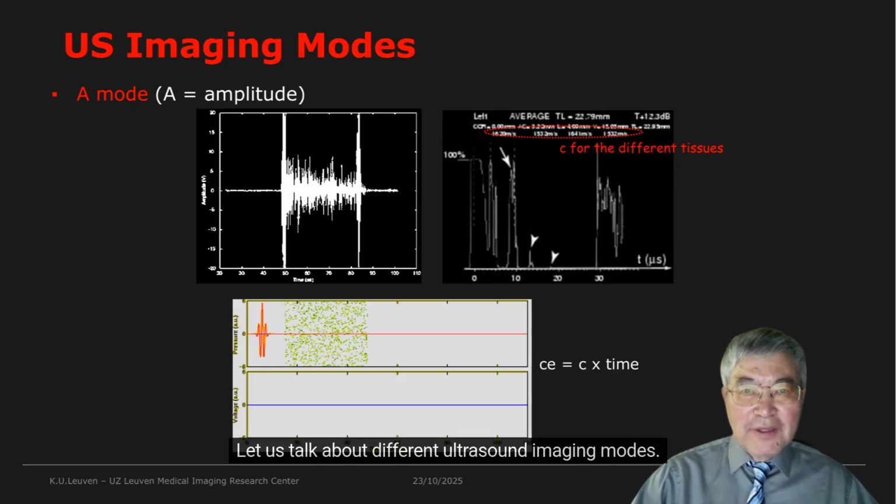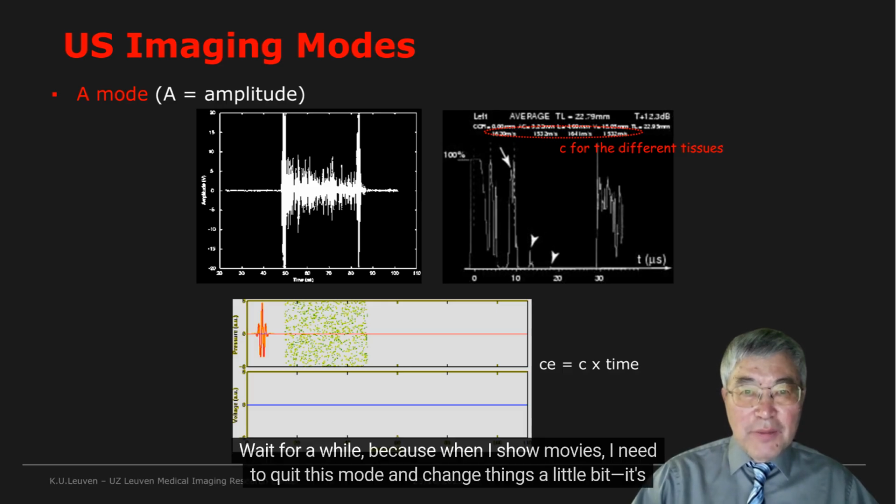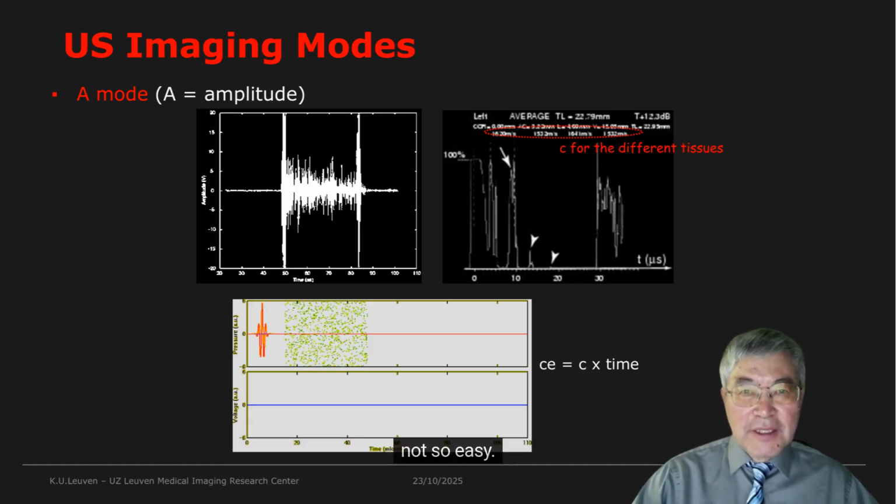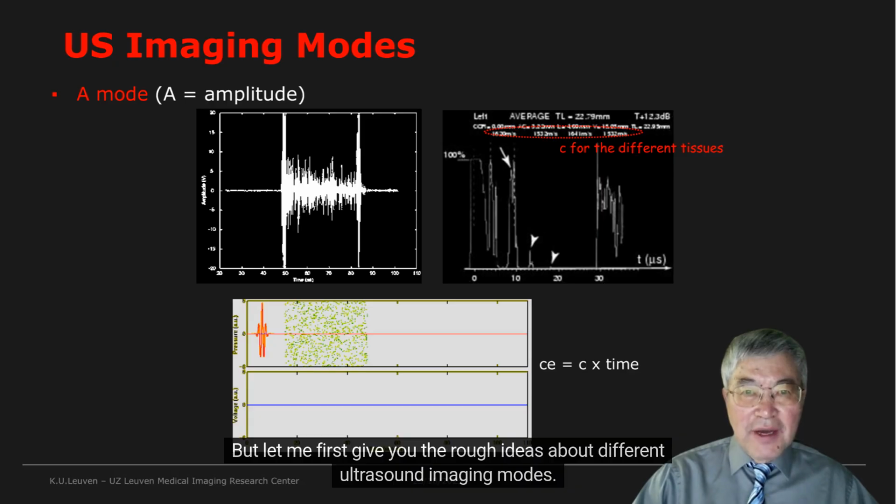Let us talk about different ultrasound imaging modes. First, the A mode imaging, A means amplitude, and we have a few movies to show you. Wait for a while, because when I show movies, I need to quit this mode and change things a little bit. It's not so easy. But let me first give you the rough ideas about different ultrasound imaging modes.